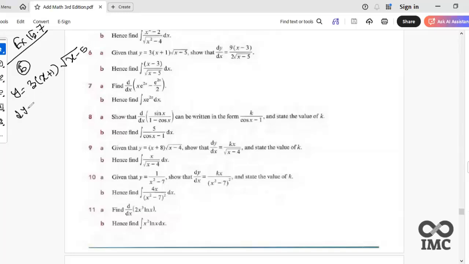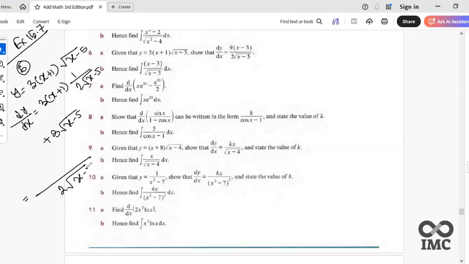Now dy/dx will be: at first we keep (3x + 1), then we differentiate the root, which gives 1 by 2 root of (x − 5), plus we keep 3 root of (x − 5) at first, over (x − 5), and d/dx of (3x + 1) will be 3. So what is our LCM? LCM will be 2 root of (x − 5).